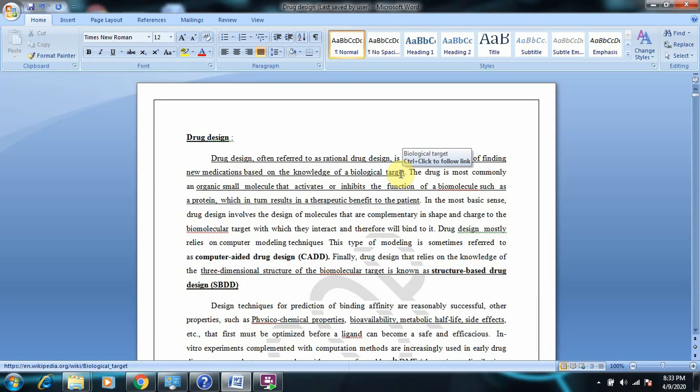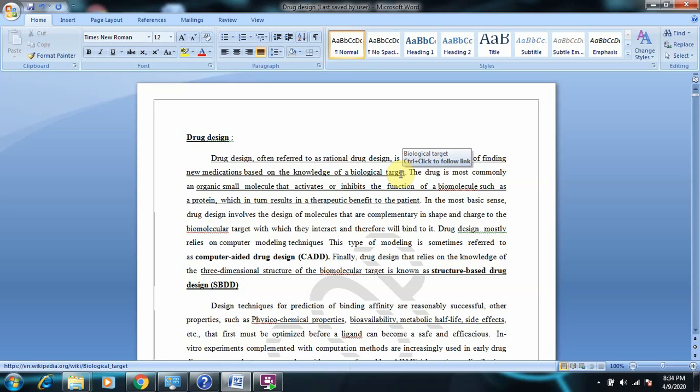Finally, drug design that relies on the knowledge of the three-dimensional structure of the biological target molecule is called structure based drug design. So here, what is structure based drug design? In this, what do we need to know? We need to know the exact three-dimensional structure of the biological target. And what are the biological targets in the human body? Mostly they may be a receptor. And what is a receptor? It is basically a protein. So the biological target can be an enzyme or it can be a protein, most usually.